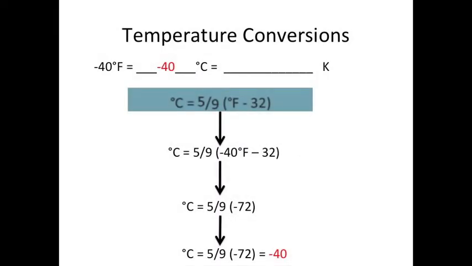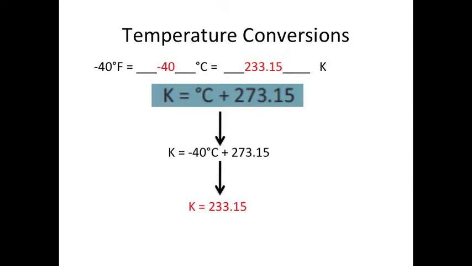For the second problem, we have negative 40 degrees Fahrenheit. What does that equal in degrees Celsius and in Kelvin? First, we'll want to take the degrees Celsius equation. So we have degrees Celsius equals 5/9 times degrees Fahrenheit minus 32. So plug in negative 40 degrees Fahrenheit into the problem. So now we have degrees Celsius equals 5/9 times negative 40 degrees Fahrenheit minus 32. That gives you degrees Celsius equals 5/9 times negative 72. That will equal negative 40.